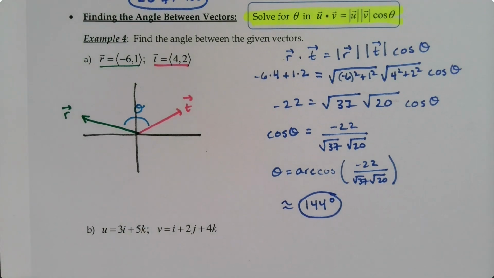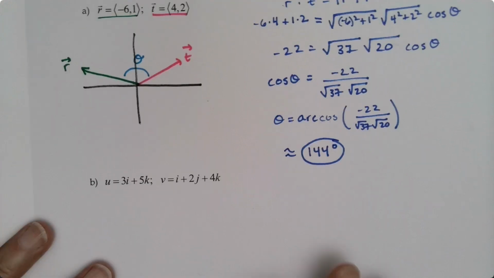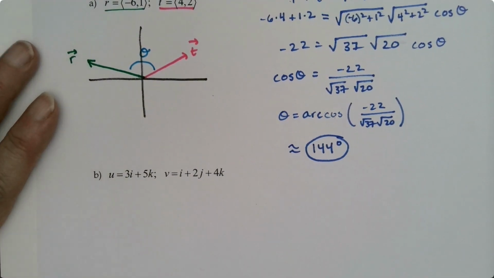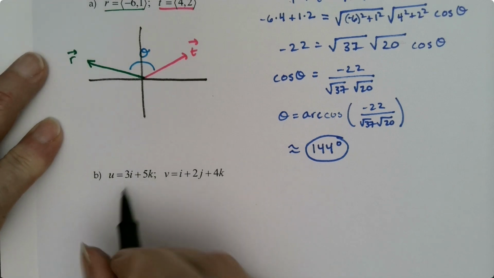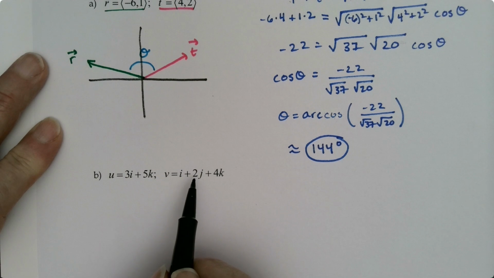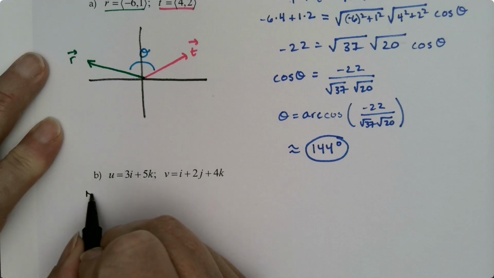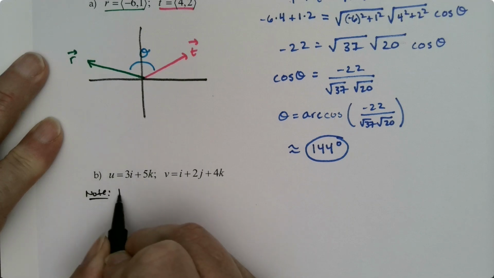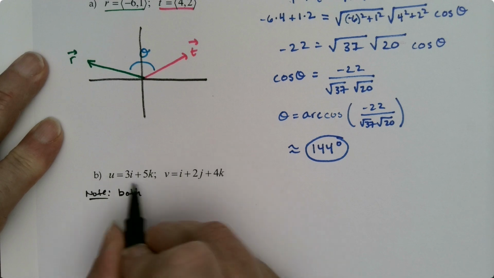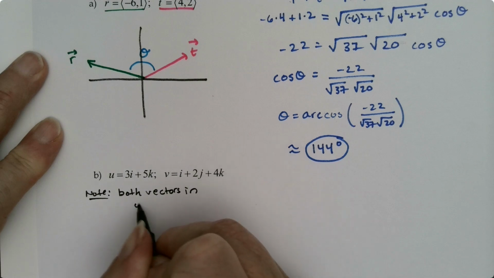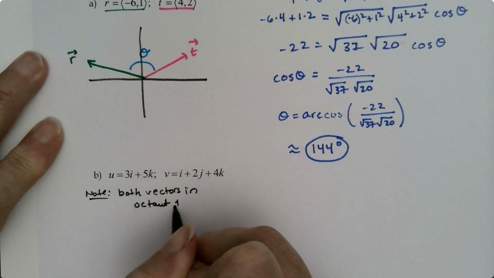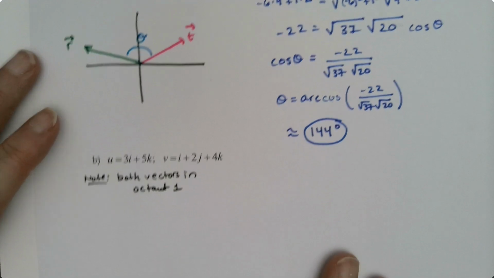All right, let's do another one. So this time we have both vectors in octant 1, as a matter of fact, because these are three-dimensional. So you just make a little note, right? We won't be able to draw this one because it's three-dimensional, so we're just going to make a note of that. Because everything's positive, they must both be in octant 1.